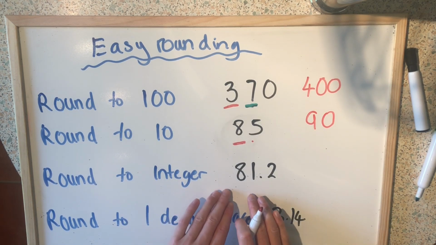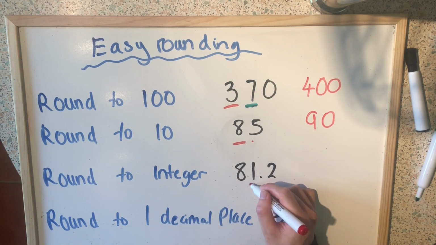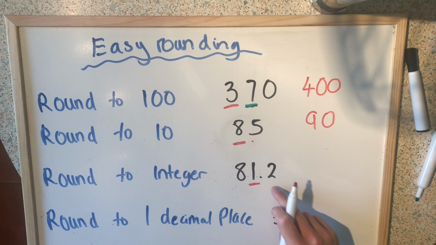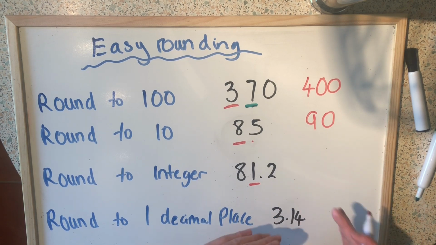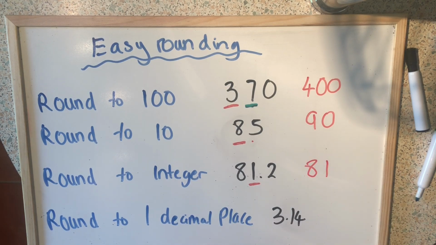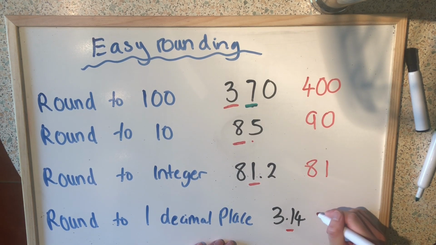The nearest integer, so 81.2, this is our most important number, and the number after that is 2, and 2 is 4 or less, so we go down. So this should be 81. This stays as 81. And round to 1 decimal place, so this 1 here is the most important number, and 4 is 4 or less, so this goes to 3.1.